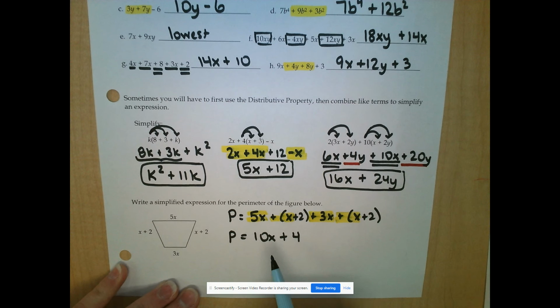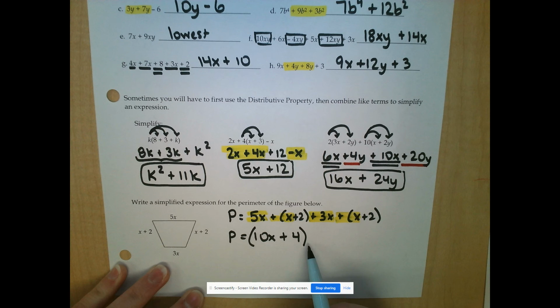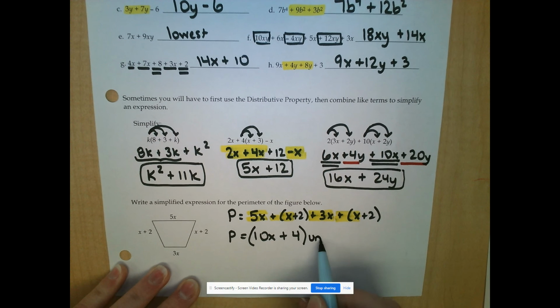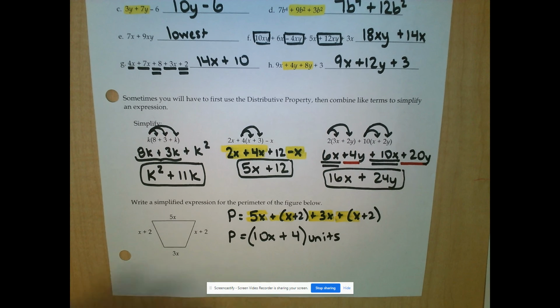The last thing that we have to do, because this is geometry and it needs units, I would put it in parentheses and then I would put my units. So is it centimeters, inches, feet? This one doesn't have any units, so we just put the word units. If it were area, we would put units squared. If it were volume, we would put units cubed. But as it is perimeter, we just put units.